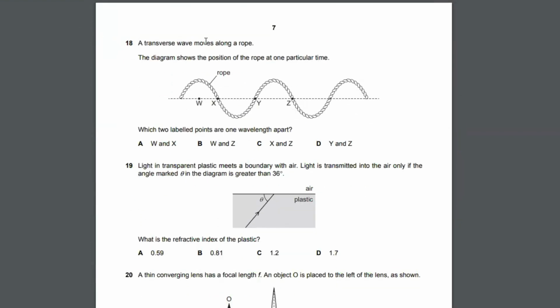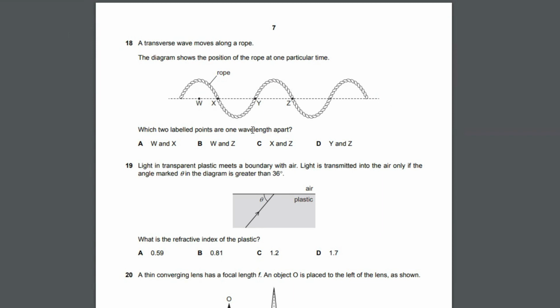Next is, a transverse wave moves along a rope. This is a transverse wave. The diagram shows the position of the rope at one particular time. Which two level points are one wavelength apart? So as is, this is a transverse wave. It is displacement versus distance.